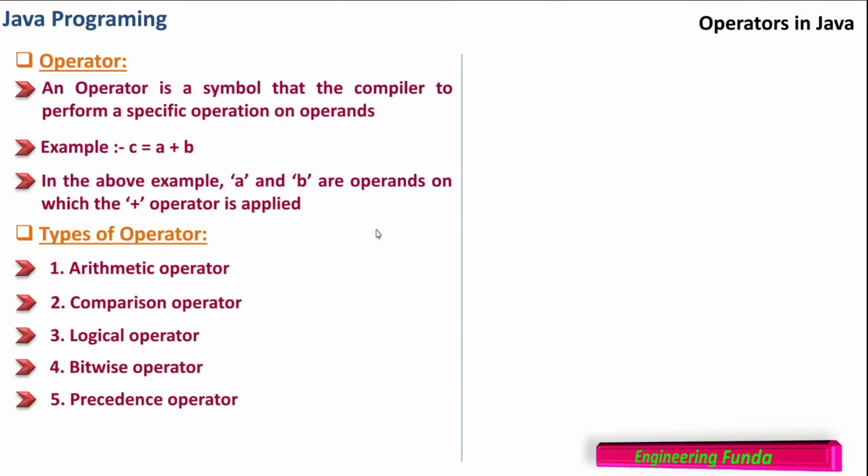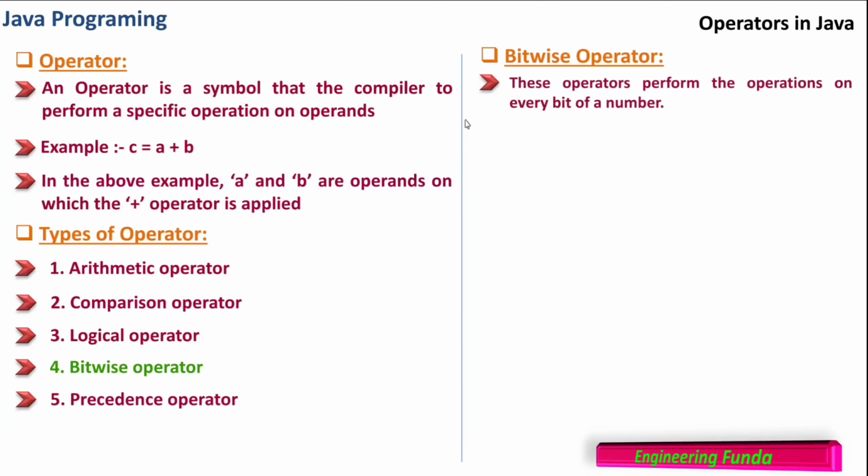Let us look at the bitwise operator. My dear friends, you have to pay a little more focus on the bitwise operator because it is not that straightforward in understanding. First, let us see what a bitwise operator is. These operators perform the operations on every bit of a number. So it takes the number, converts that into a binary number, and performs the operation bit by bit.